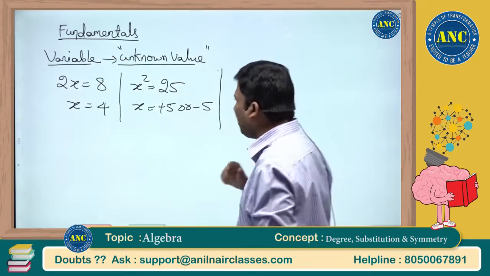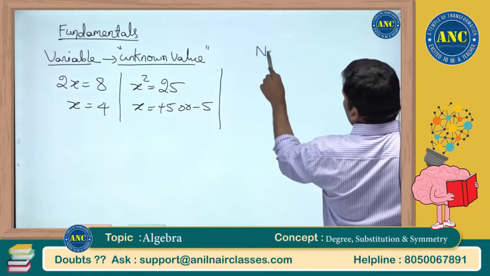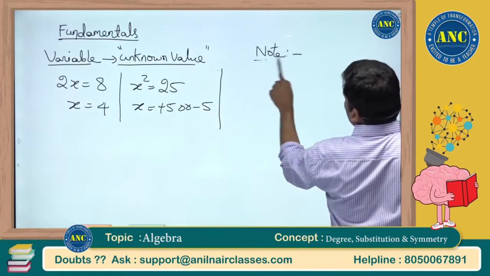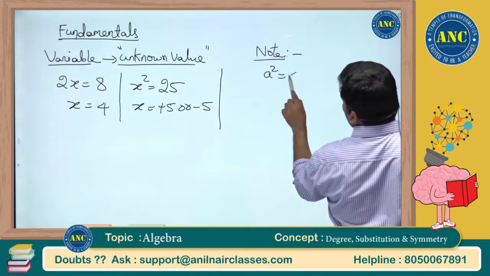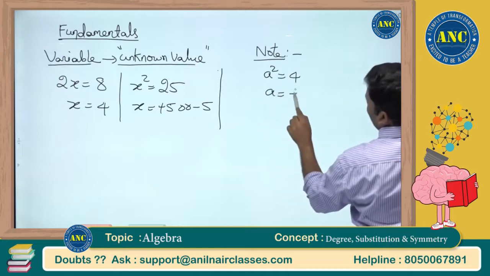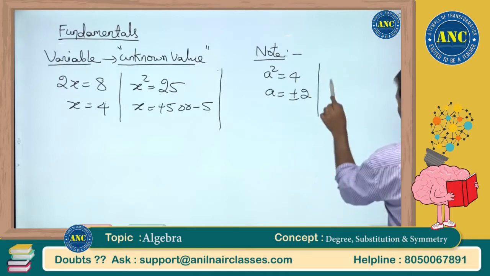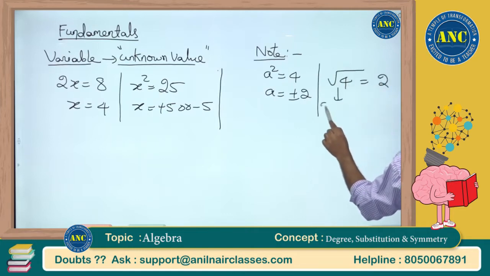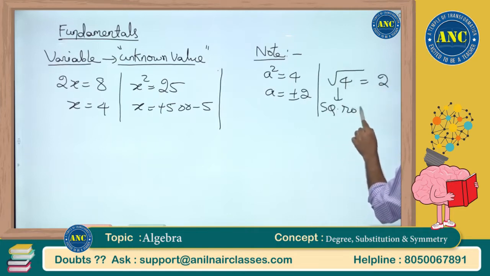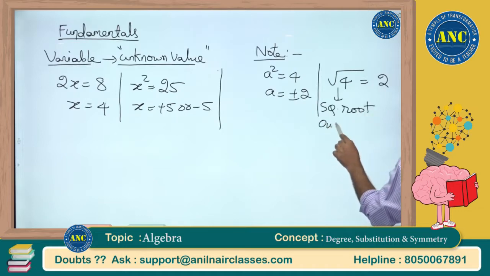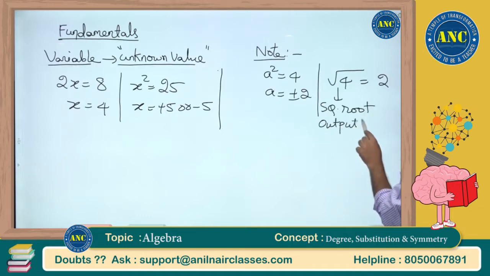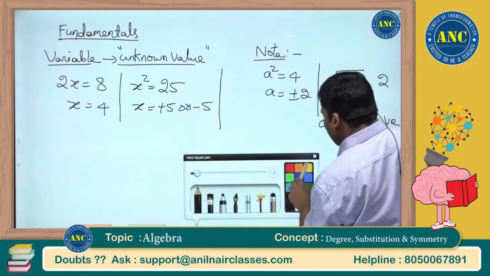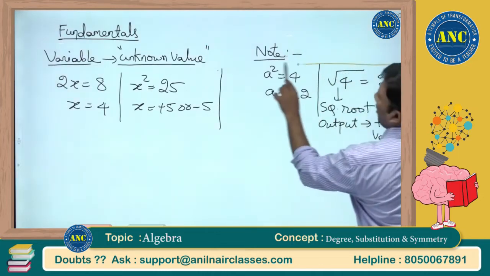Very, very important note. Please make a note. Most of the students, in a hurry, might make a mistake. A square equivalent to 4 means A will give you plus or minus 2. But square root of 4 is equivalent to 2. Square root output will always be a positive value. Please make a note of this.